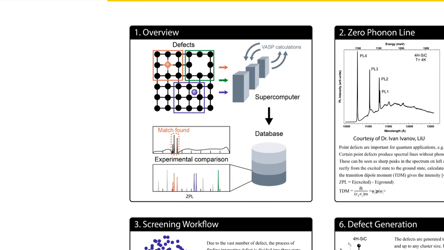These spectral lines are saved in a database, and when our experimental colleagues do measurements, we can compare the spectral lines they found to the spectral lines in the database and hence identify the defect. But what are these lines that we compare?